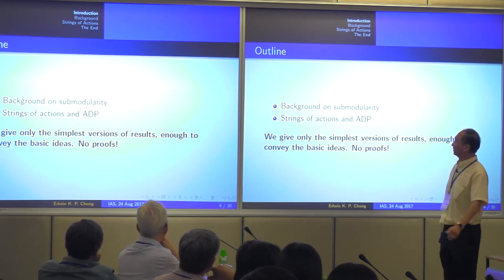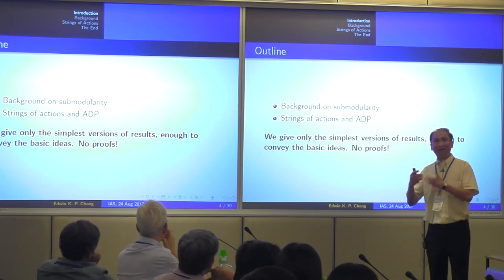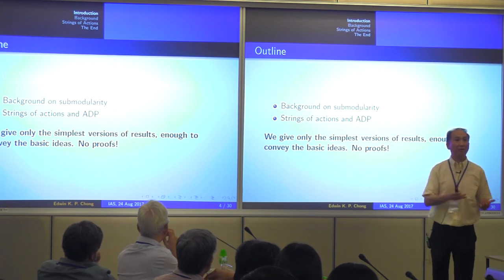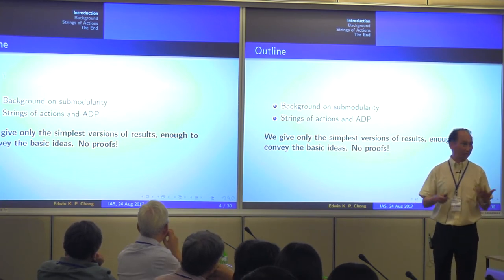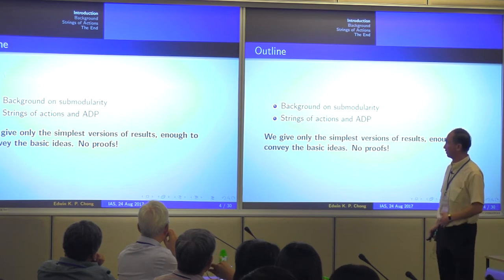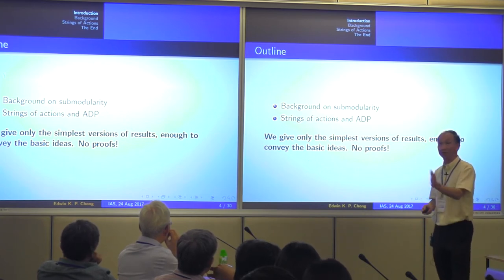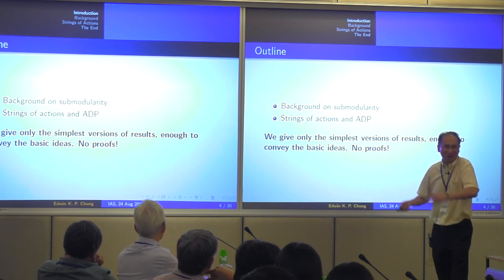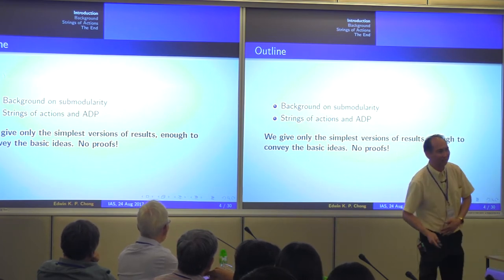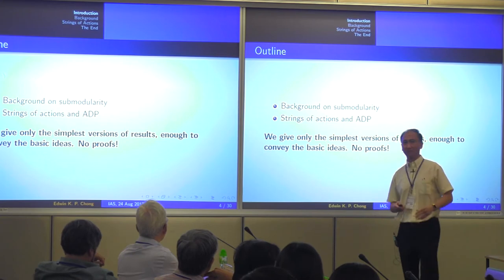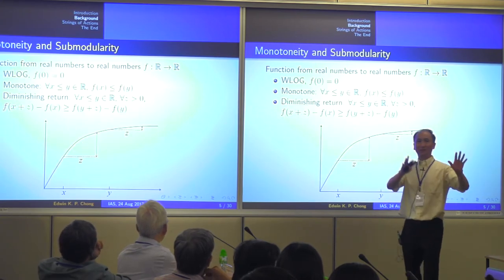And then I'll talk about how that framework applies basically to dynamic programming, and in particular approximate dynamic programming. Now, I promise I'll give only the simplest version of results, enough to convey the basic idea. No proofs, but there are still going to be these symbols and equations. So please do forgive me. All right, very simple stuff, okay?